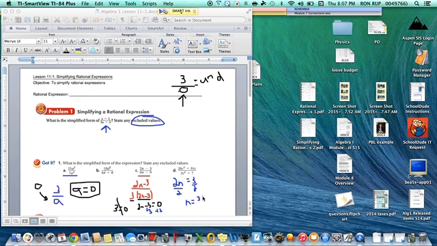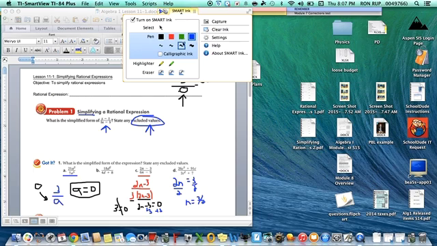N cannot be 3 over 2. If n were 3 over 2, then that would make this 0. 0 times 3 is 0. And that would make our denominator 0, which would make it an excluded value. So our final answer when we're simplifying a rational expression is the simplification.